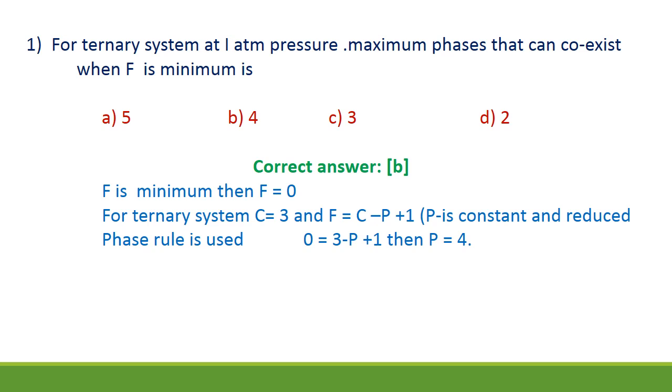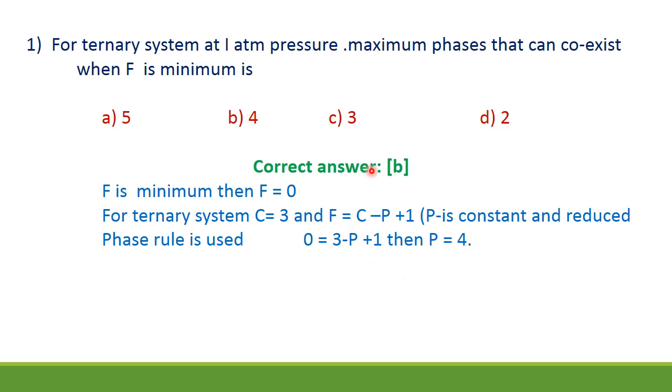Here we have to consider that F is minimum. The minimum value of F will be equal to 0. For a ternary system, the value of F will be equal to C minus P plus 1. That is the reduced phase rule, which we have to use because the pressure is constant. And C will be equal to 3. You substitute C equal to 3, then F equal to 0, so 0 will be equal to 3 minus P plus 1. That will be P equal to 4. Our maximum number of phases that can coexist when F is minimum is 4.